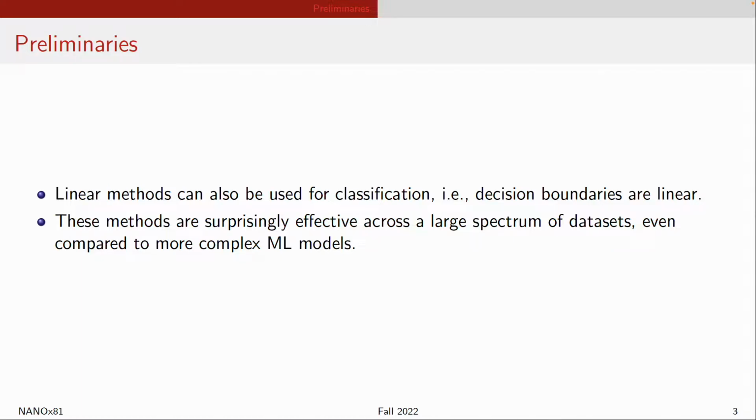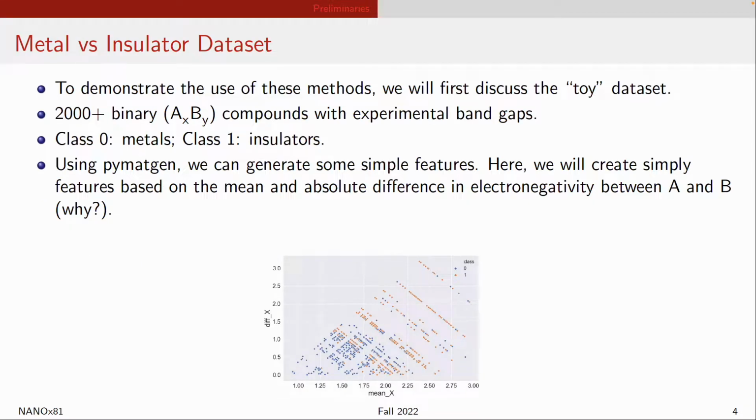Even when you compare this to other more sophisticated machine learning models that we are going to talk about going forward, okay? So how do we actually go about using linear methods for classification? Now, to demonstrate these methods, we will first discuss this toy dataset that I have generated. So this toy dataset comprises of 2,000 binary compounds. Binary compounds meaning that they are formed from two elements only. And these 2,000 binary compounds have experimental band gaps that have been measured.